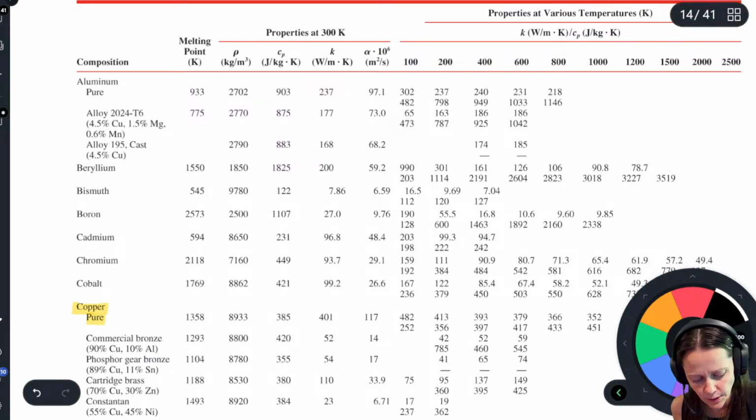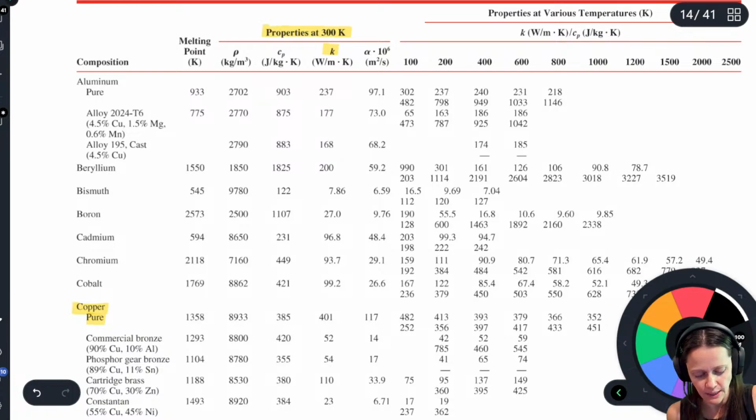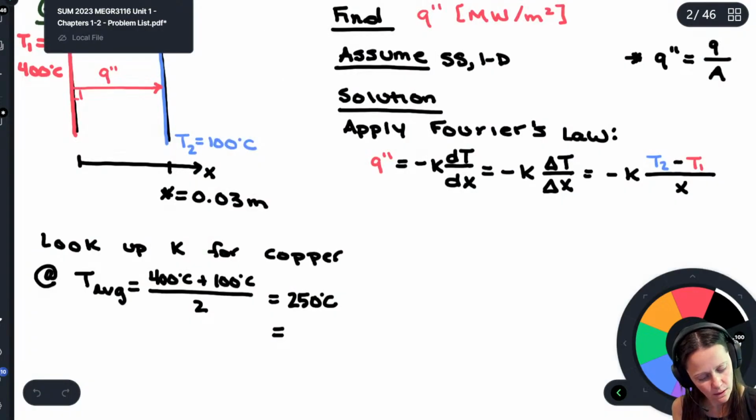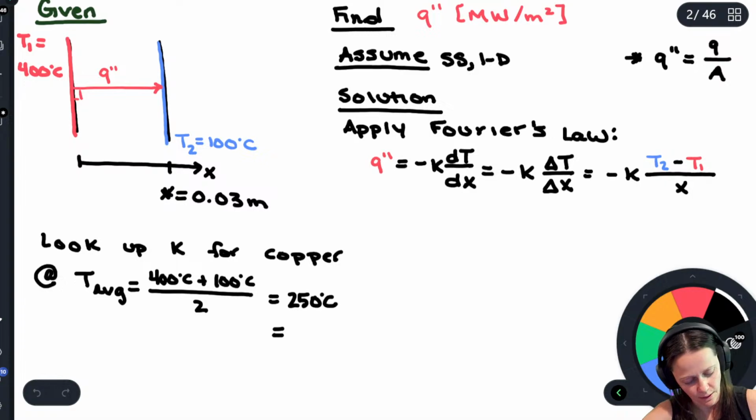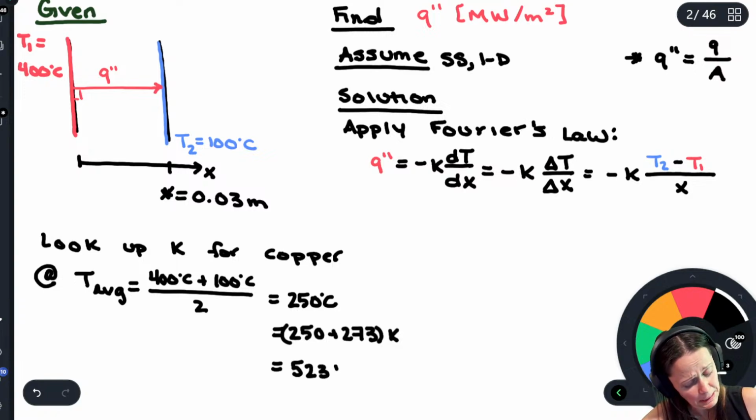You can see that you do have properties given at 300 Kelvin. We're not at 300 Kelvin, but we do have properties here for K, watts per meter Kelvin, and you also have it at other temperatures here as well. What were we? This was 250, so 250 plus 273 Kelvin. So that's 523 Kelvin, I think.